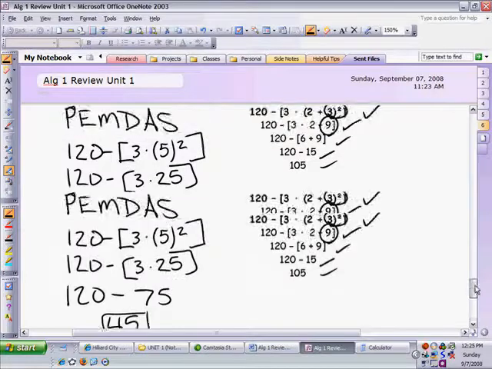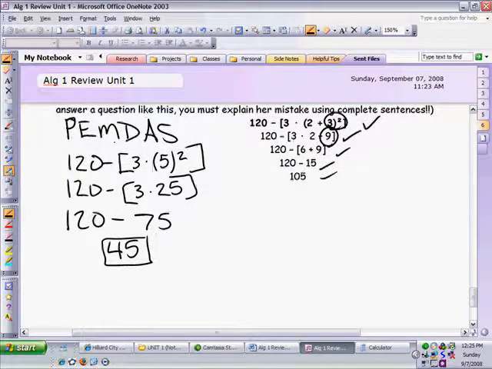So make sure you guys follow your order of operations there. You can remember it by doing the PEMDAS, write PEMDAS out on your paper, or you can always remember the saying, "Please excuse my dear Aunt Sally."